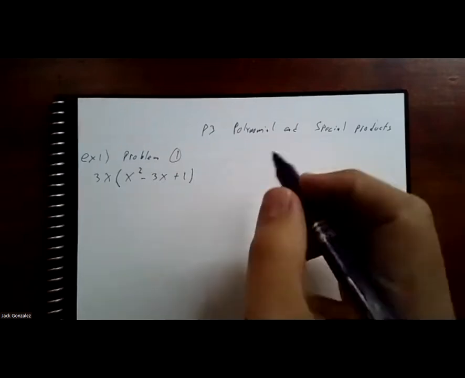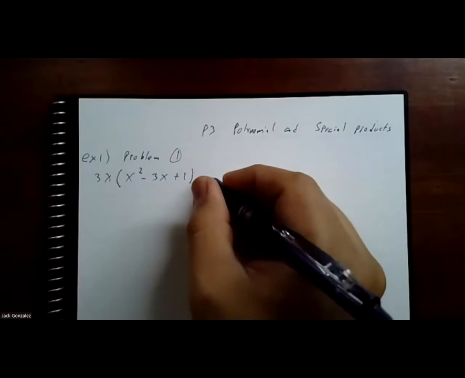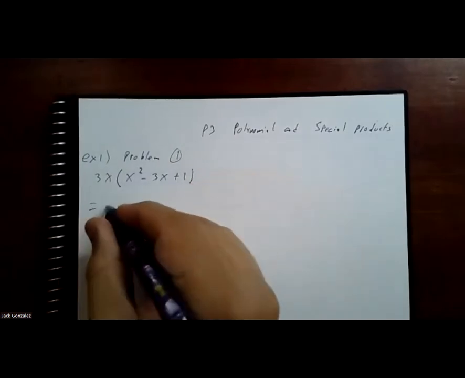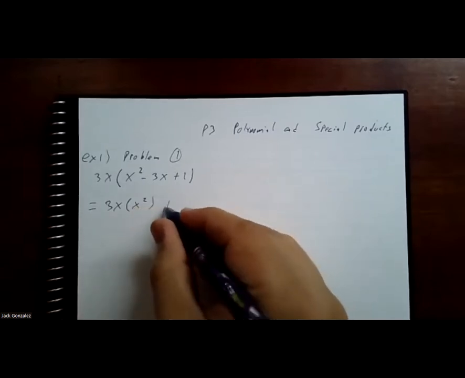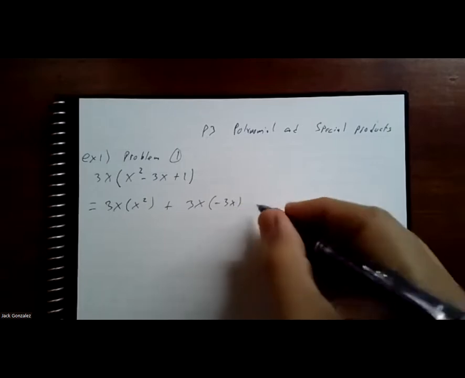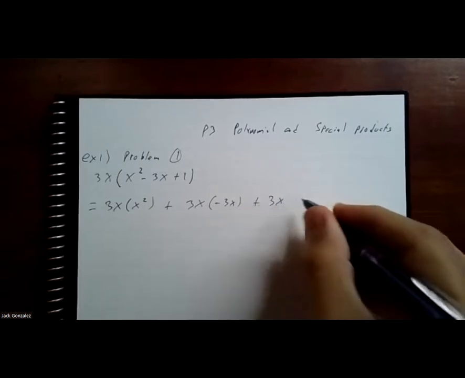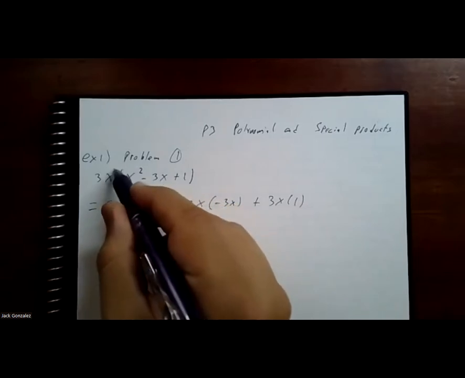So here, just multiply your 3x on every single term. This is the same thing as saying 3x times x squared plus 3x times negative 3x plus 3x times 1. So just distribute on each part.